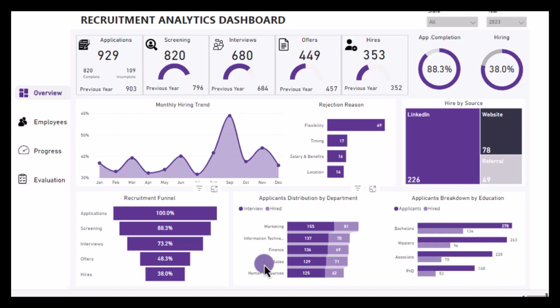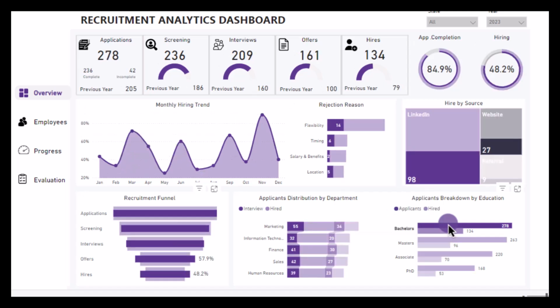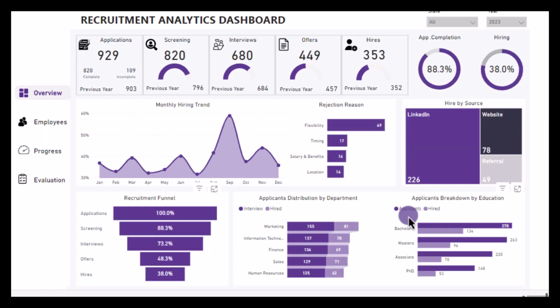And for our last visual, which is applicants breakdown by education, it is a horizontal bar chart showing the number of applicants and hires categorized by education level: bachelor's, master's, associate, and PhD. So the dark purple color indicates applicants and the light purple shows us the hires. So we had applicants from bachelor's around 278, out of which 134 of them were hired.